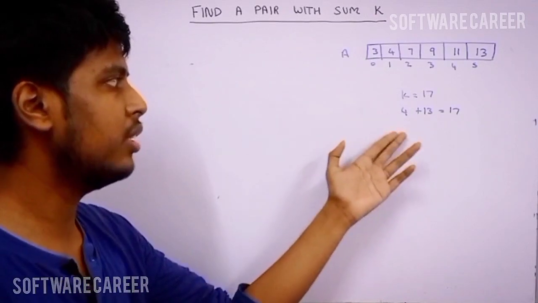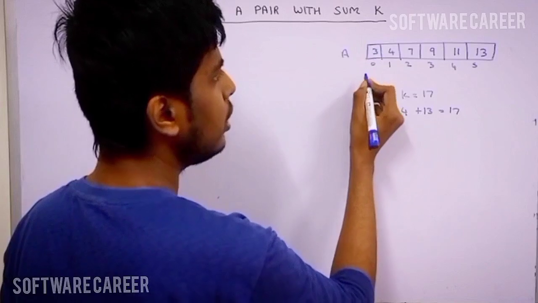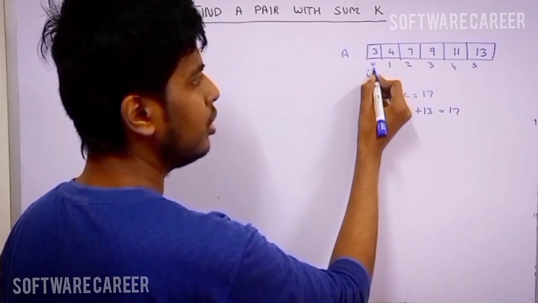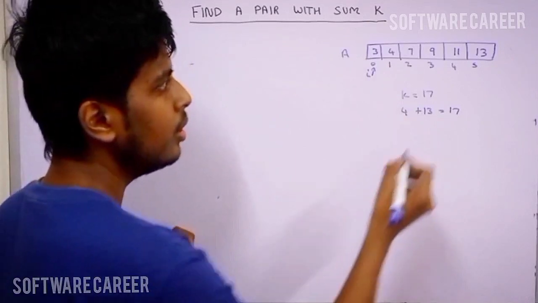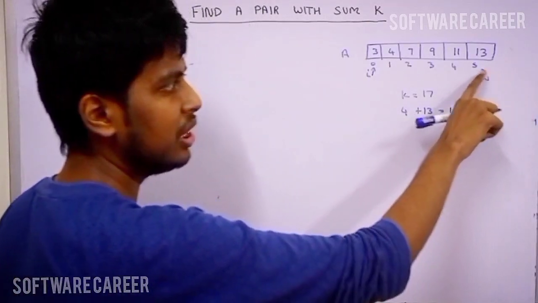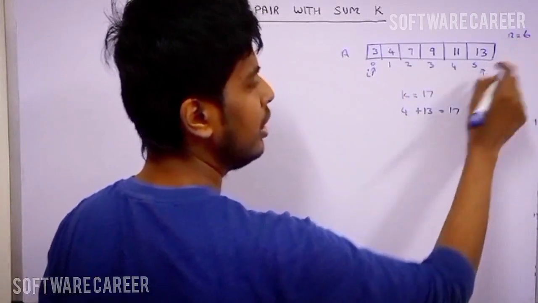What is the method to find the output? Now let's see. You should fix the i value here. The i value should point towards 0. Then the j value should point towards the last index, that is n minus 1, that is 5. N is 6 here. The size of the array is 6.